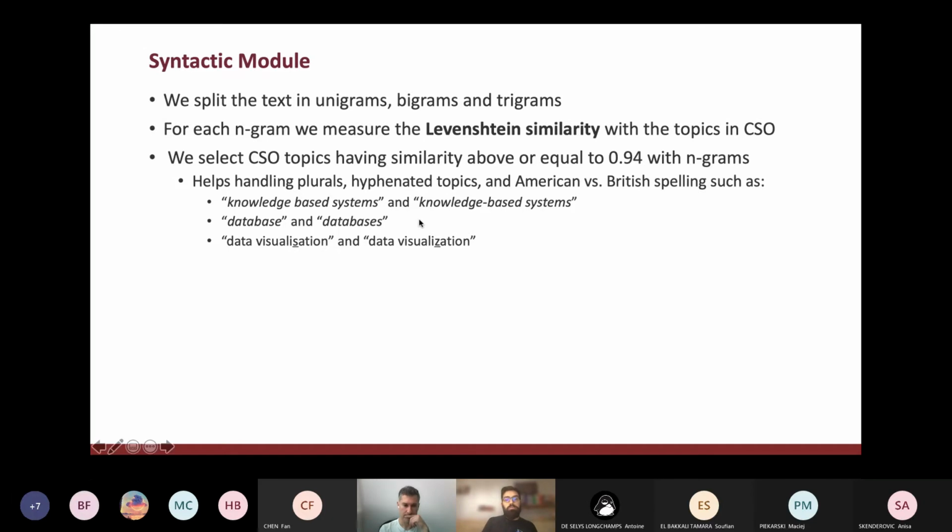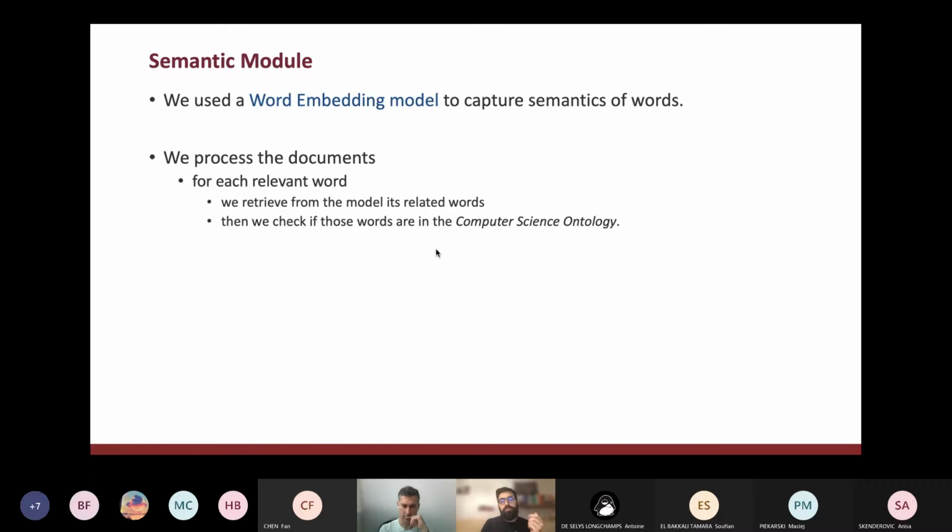So then there are also hyphens, for example, knowledge-based system and knowledge based system. Having a threshold of 0.94 allows us to identify very similar strings that really represent the same topic, but with a certain degree of relaxation, because it also allows us to identify whether there is an American or a British spelling. For example, data visualization with an S or data visualization with a Z. With this trick, we are able to identify data visualization as a topic.